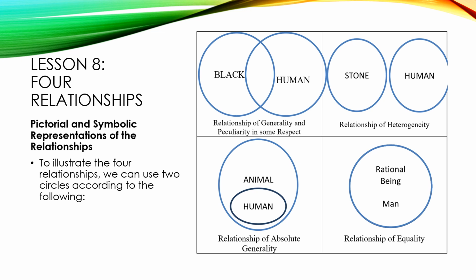And the next one, below that one, still the left quadrant below, we can see a relationship of absolute generality. Example is animal and human, wherein animal is broader compared to human, such that human is a subset or within the animal set, in the sense that all humans are animal, but not all animals are human. And the last quadrant, the last relationship below on the right side, we can see a relationship of equality, wherein the circle of rational being and the circle of man is one and the same. When we say rational being, that is man, and when we say man, that is rational being.